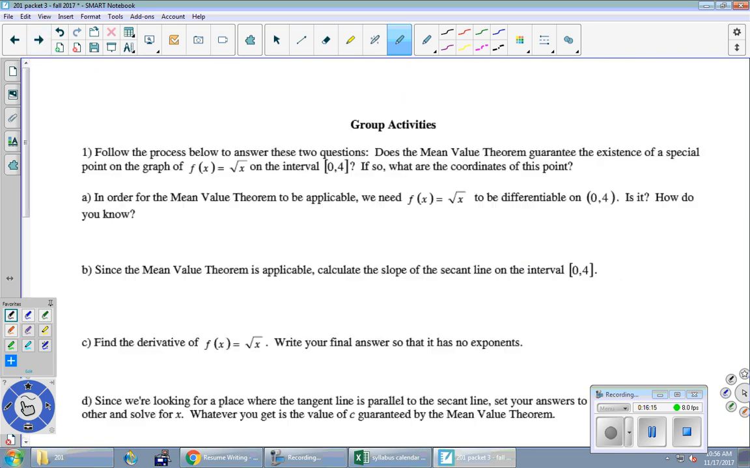So let's move on to the group activities. Again, read every word very carefully.